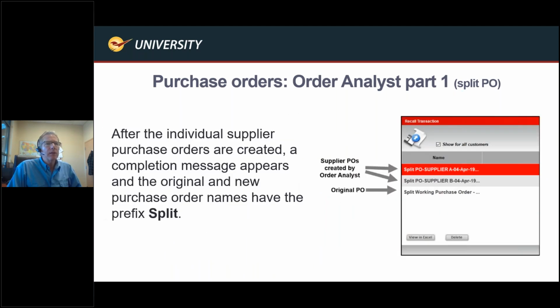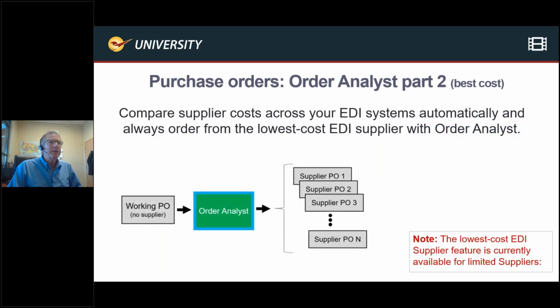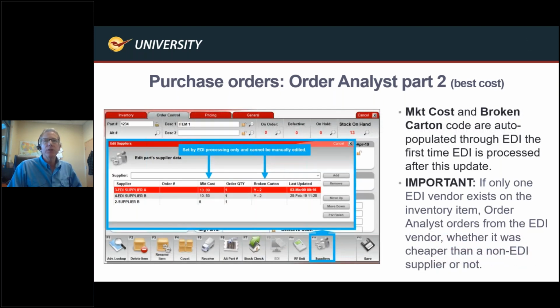And if you look at the list here of available transactions when you recall transactions in the PO, it'll show you the original split working purchase order and then the 2 that resulted from this, supplier A and supplier B. All right. Part 2 will do exactly what this message says, the prior message that says, do you want to split them based on the lower cost?